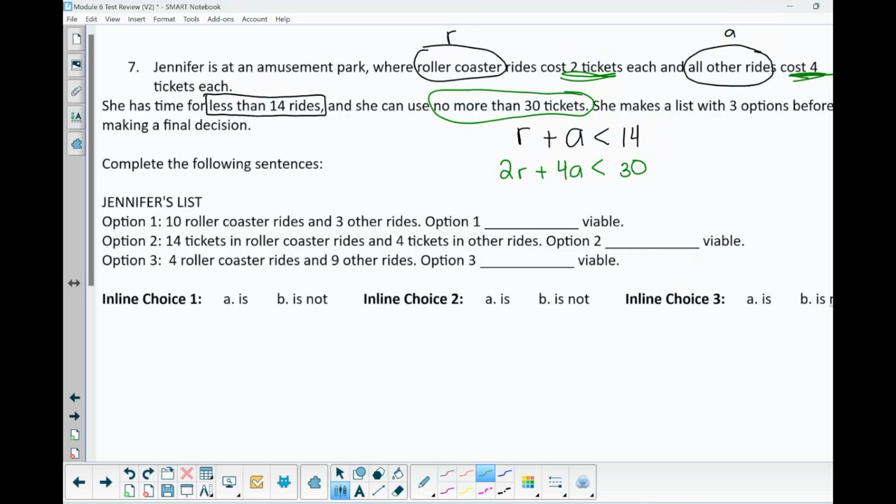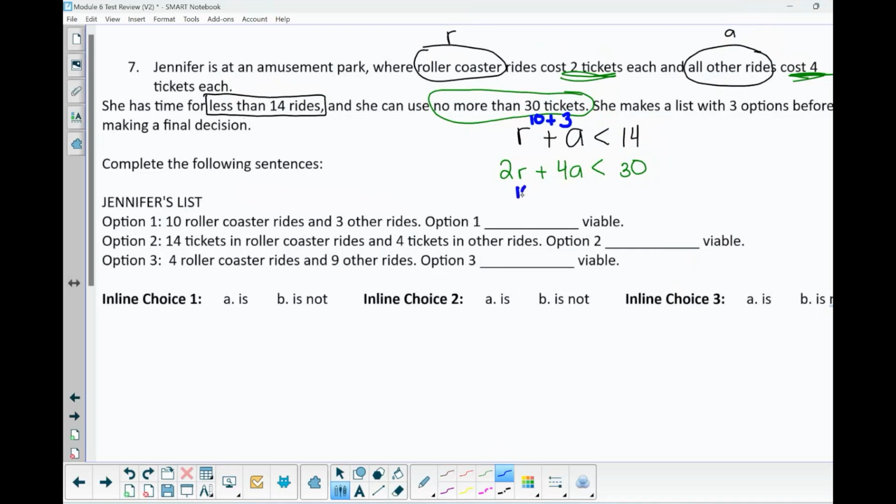All right, and now let's check her options. So for her first option, she wanted to ride 10 roller coaster rides and 3 other rides. So our 10 roller coasters plus our 3 other is 13. Well, that is definitely less than 14, so that works. But it has to work for both situations.